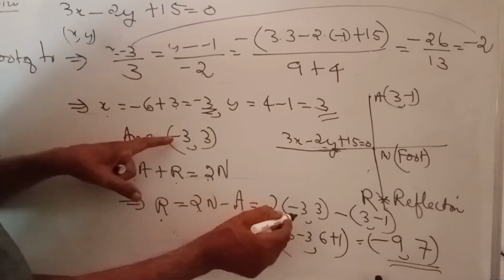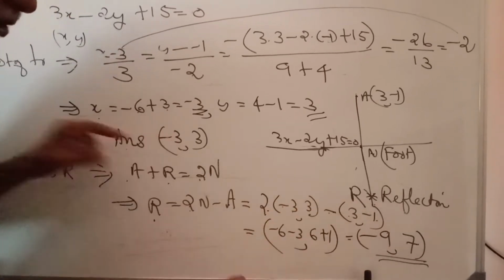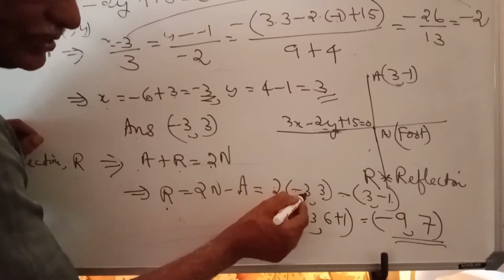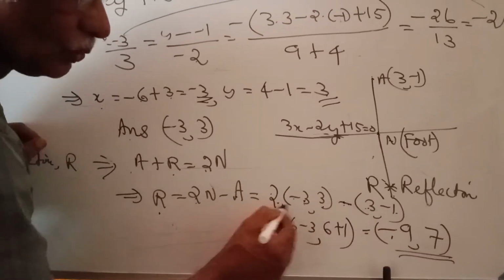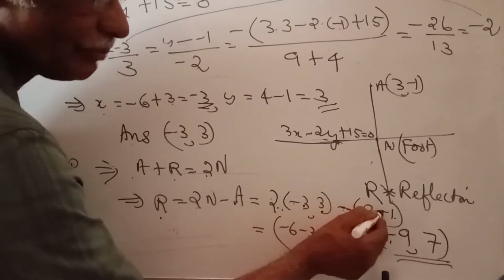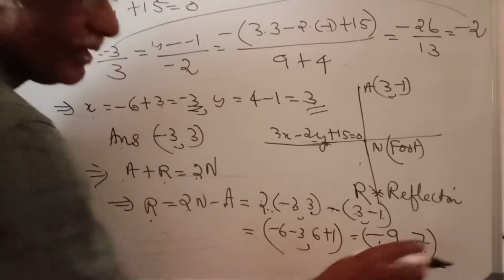So 2 into (-3, 3), take away (-3, 1)... means minus 3 minus 1... Actually 2 into minus 3 is minus 6, minus 3 is minus 9. 2 into 3 is 6, minus 1 is plus 1... 7. So the final answer is (-9, 7).